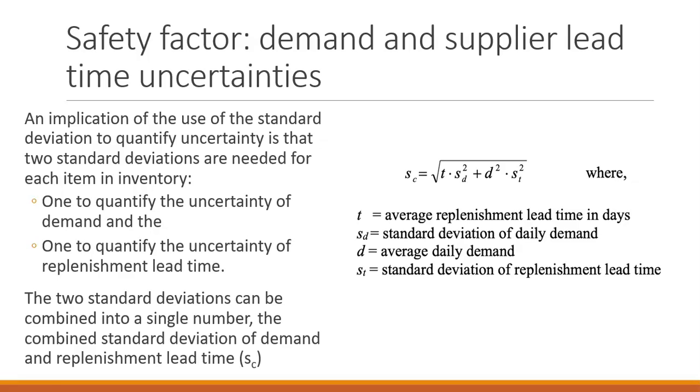One is to look at the uncertainty of demand, and the other is to quantify the uncertainty of replenishment lead time. So we have the average replenishment lead time, so it takes 3 days for an order to reach us, or it takes 10 days for an order to reach us. The standard deviation of daily demand, the average daily demand, and the standard deviation of replenishment time.